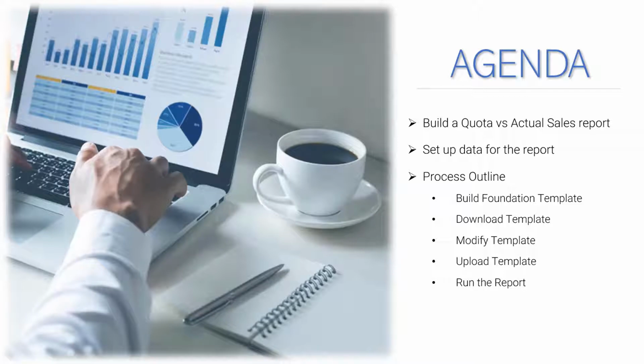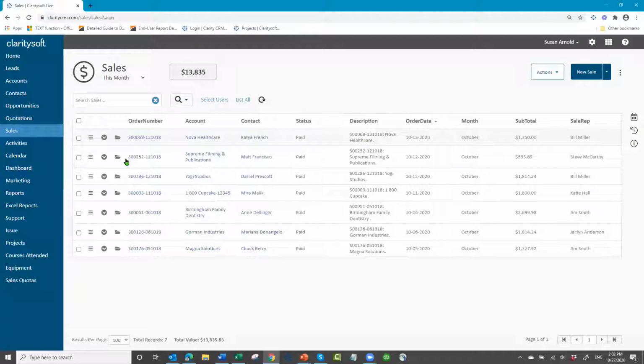And the way this report will work is whenever you go back to either the sales module and add additional sales that fit within the filter we create, or you make changes in the sales quota module, then the next time you run the report, all the values will be updated. So with that, we're going to get started here. So I'm in my ClaritySoft.